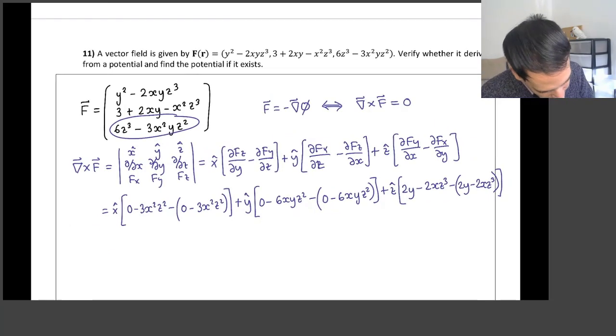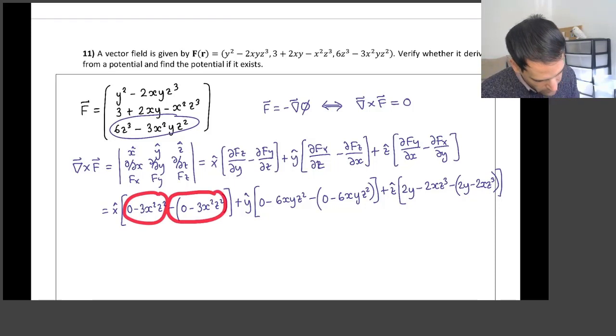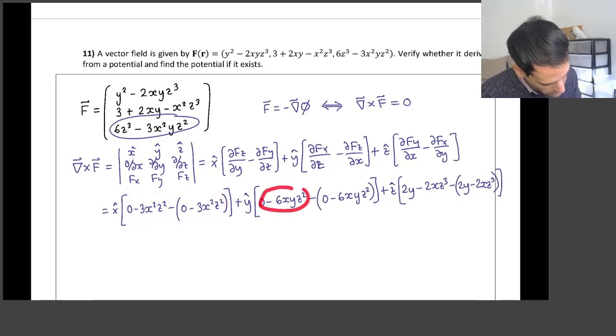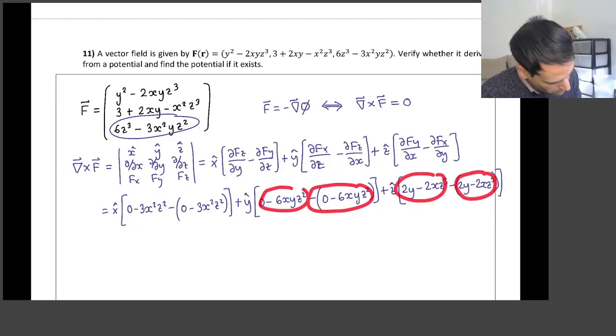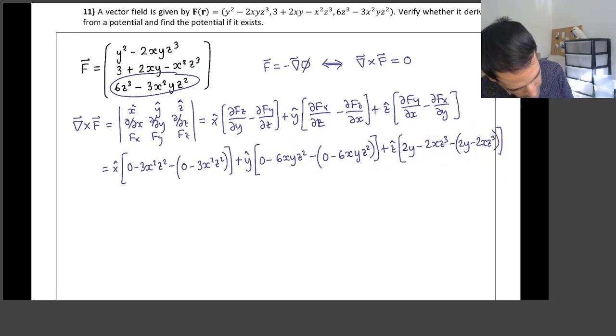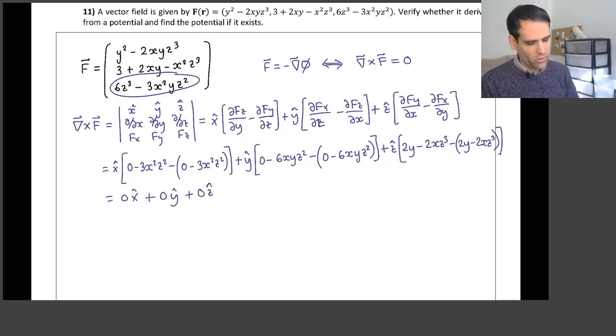So now you notice that every single term cancels out with the corresponding term here. This cancels out with this, and this cancels out with this. So therefore the answer is 0 x hat plus 0 y hat plus 0 z hat. So the curl of this vector field is 0. Okay? And therefore this field derives from a potential.